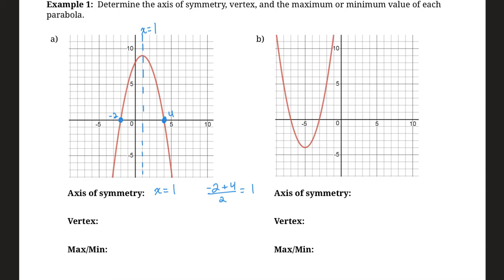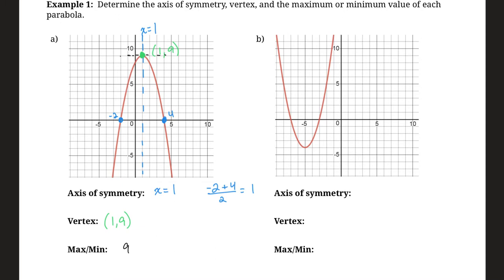Next, we're going to look at our vertex. The vertex is that highest or lowest point in the parabola, and that's going to be right here. We're looking for the coordinates of that point, and it looks like the coordinates are (1, 9). And then our maximum or minimum value is the highest or lowest possible y value in our graph, and it's always going to be the y value of the vertex. Our highest y value, that maximum value, is 9.